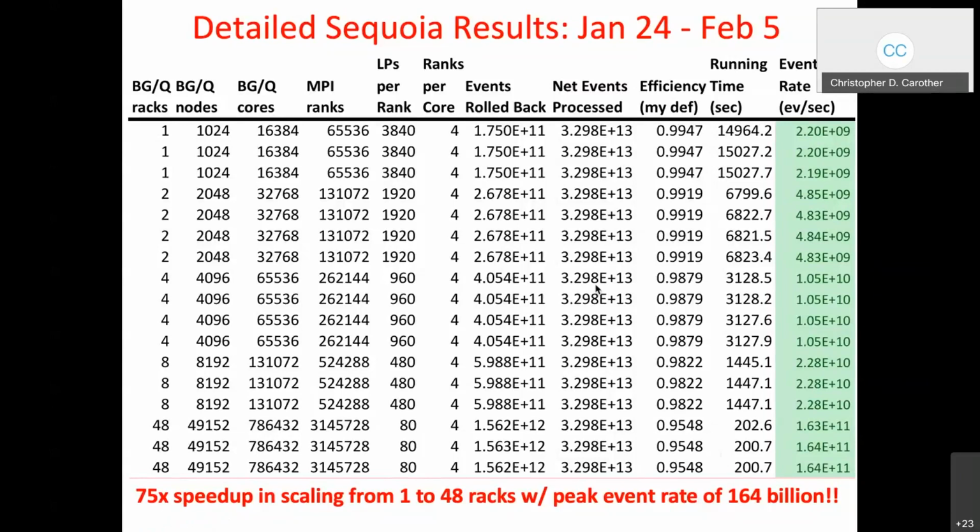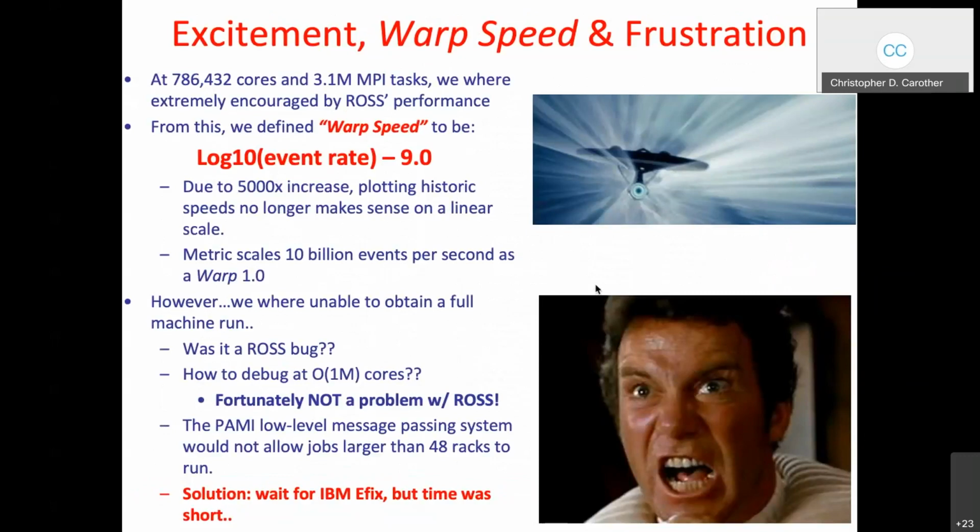We were very excited in the beginning seeing this result, but we were beginning to feel some intense frustration because we could not get the full machine results at the time. There was some low-level system stuff happening in the message layer, and nobody could get a job to scale more than 48 racks. We were, in fact, one of the few folks that ever ran larger than even 48. We had to wait for IBM to fix the problem, and our time was short. They were getting ready to tear the machine back apart, but we were able to finally get it.